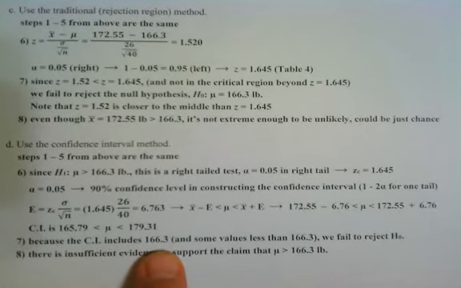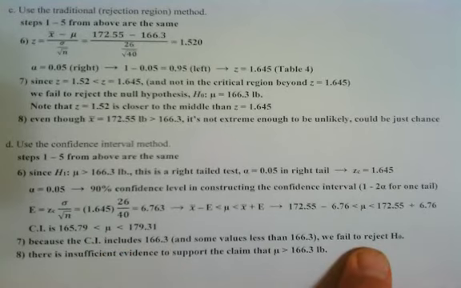Now, 166.3 is in there. In fact, there are also values a little bit less than 166.3 in there. So because of that, we can't reject the idea that H0 is just 166.3. We do not have sufficient evidence to support the claim that it has to be greater than 166.3. Again, the 172.55 is more than 166.3, but it's not extreme enough to make us doubt whether the claim is true or not.